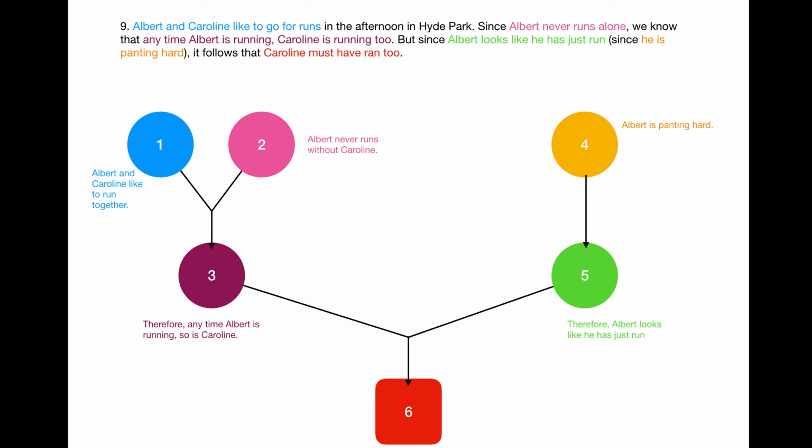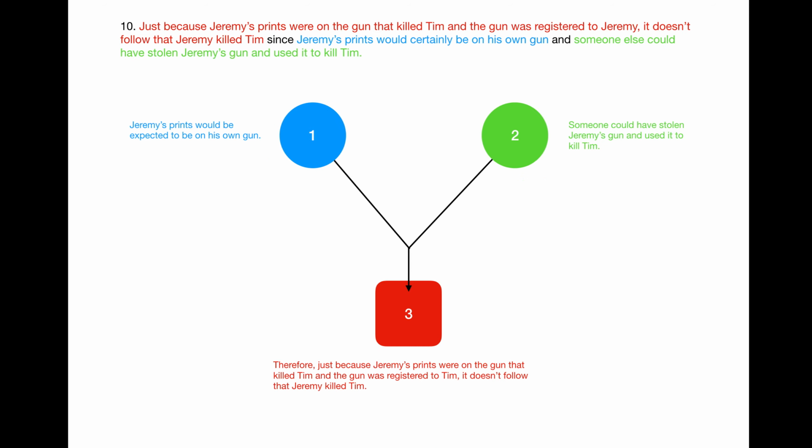Okay? Then we want to look at our other ones. So we have Albert looks like he just ran, since he's panting hard. That "since" shows us that his panting hard is going to prove the thing before it. Okay? So Albert's panting hard, therefore, Albert looks like he's just run. Why does Albert look like he's just run? Because he's panting hard. So then we take 3 and 5 and we put them together. Therefore, anytime Albert is running, so is Caroline. Albert looks like he just ran, so therefore Caroline was probably running also, right? Because Albert probably ran. He doesn't run without Caroline, so if he went running, Caroline had to have gone running with him.